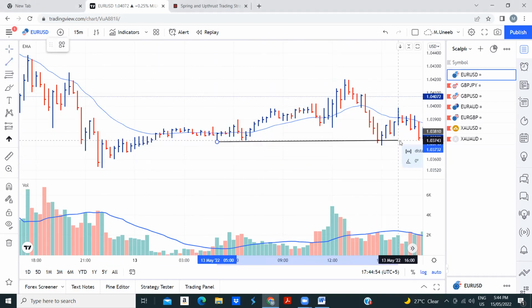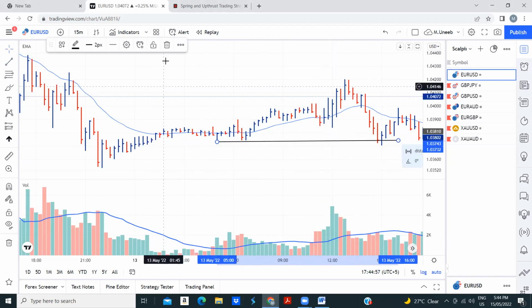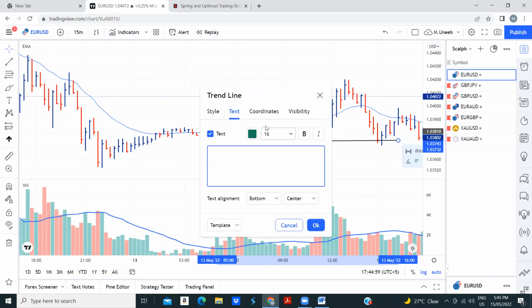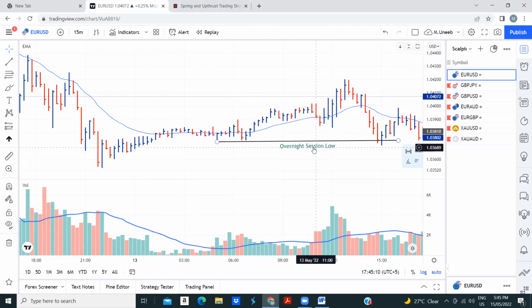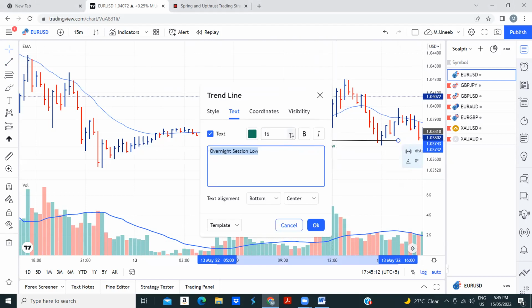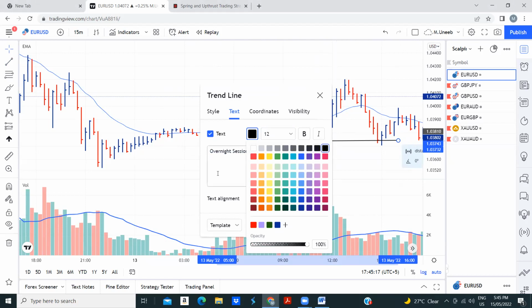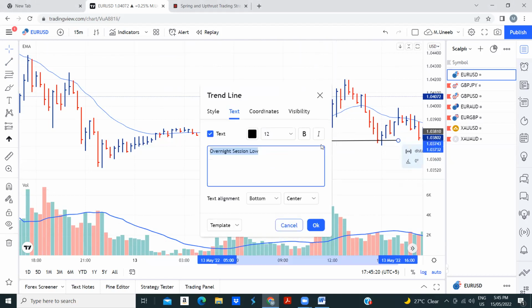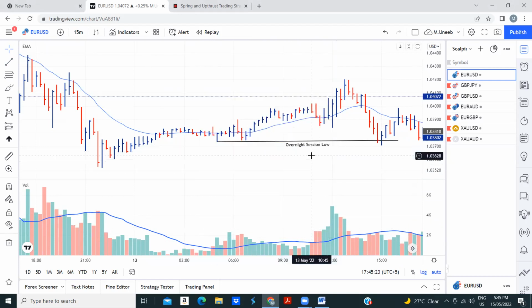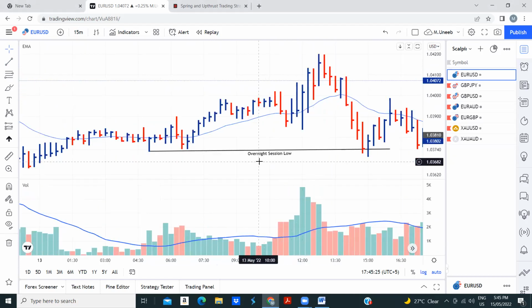Okay, and we will say that this point is the overnight session low. Let me make it small now. Let's suppose 12. Color should be black. Okay, overnight session low. And how about the overnight session high? The highest point just before London Open.